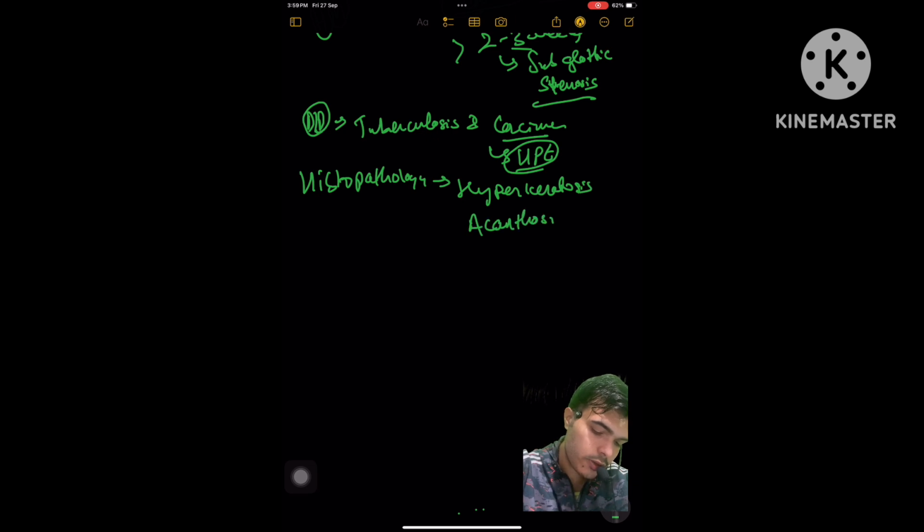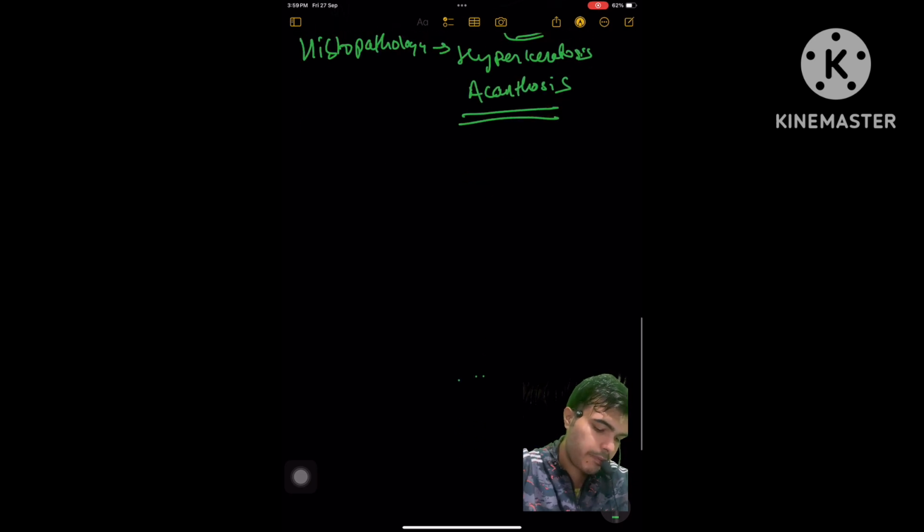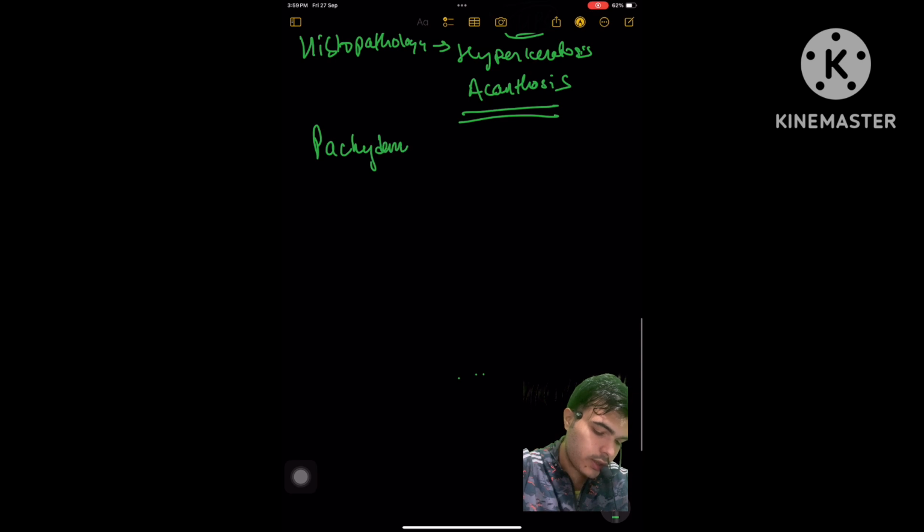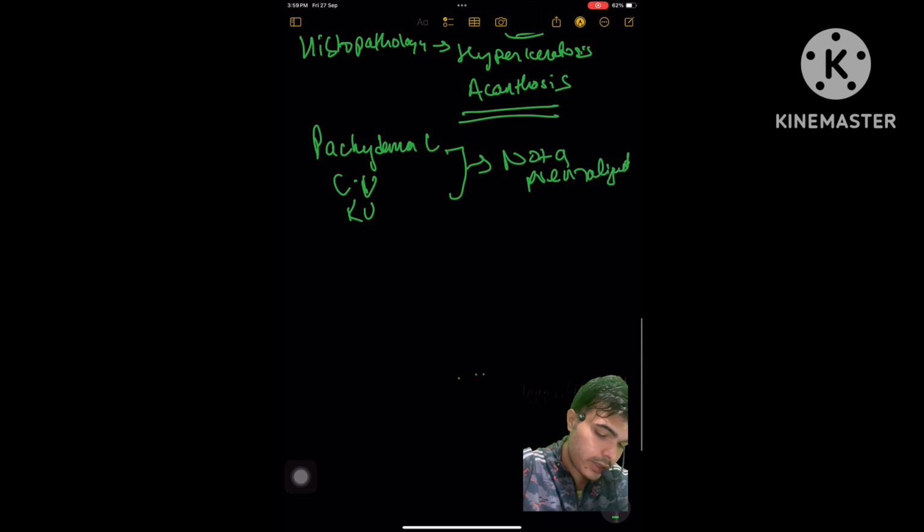Hyperkeratosis and acanthosis. Okay, now you need to understand that pachydermal laryngitis, or contact ulcer or kiss ulcer, is not a premalignant condition. It is not a premalignant condition. Can you say one condition which is premalignant?